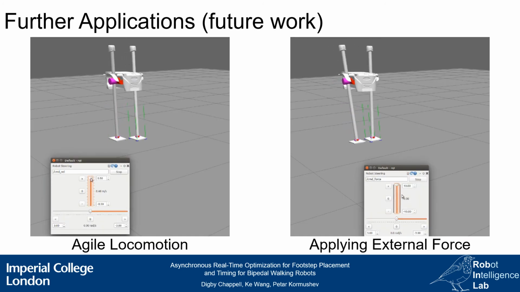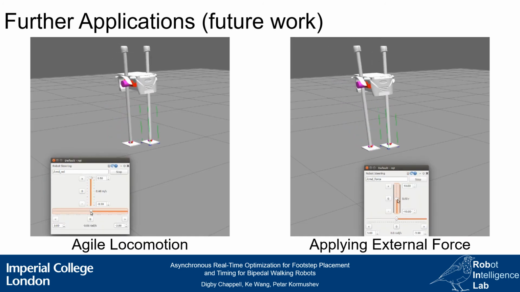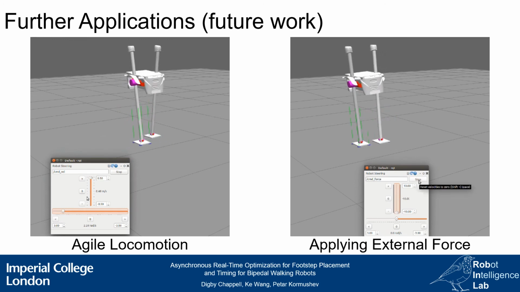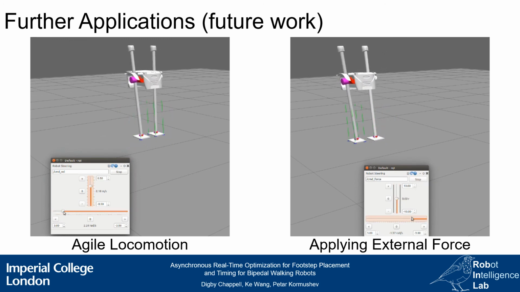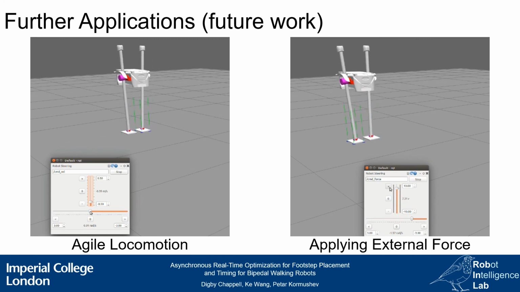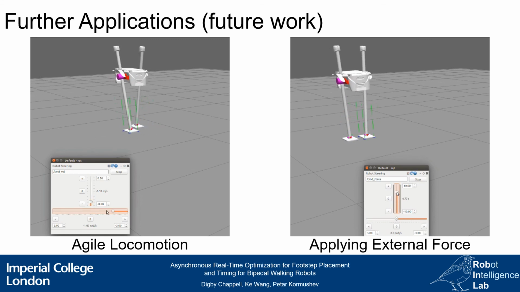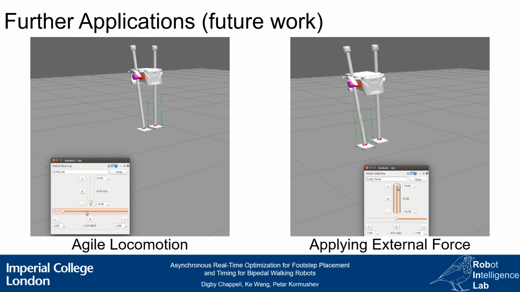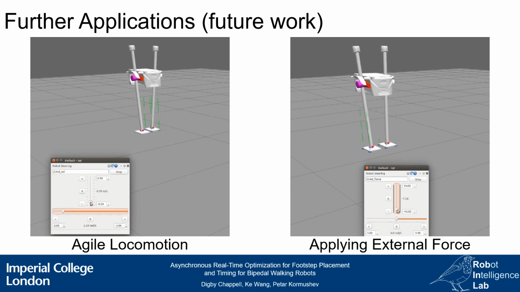Finally, we present 2 further applications of this RTO footstep planner. On the left, we demonstrate that by only varying the reference velocity, we can achieve a form of agile locomotion. On the right, we show that by applying a varying force on the body of Slider, RTO will step to compensate, giving a novel way to control a walking robot.